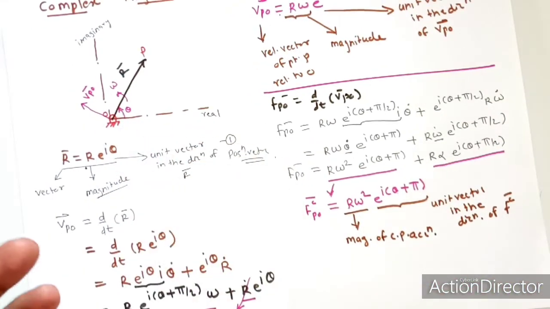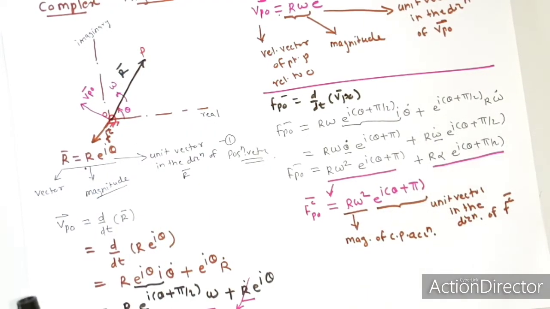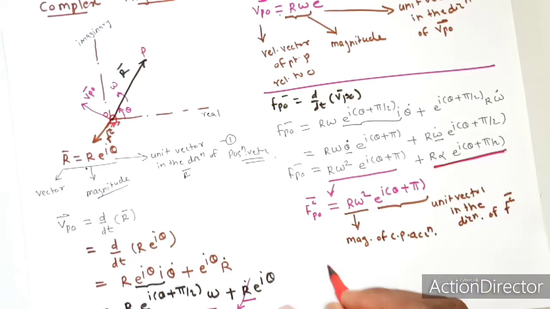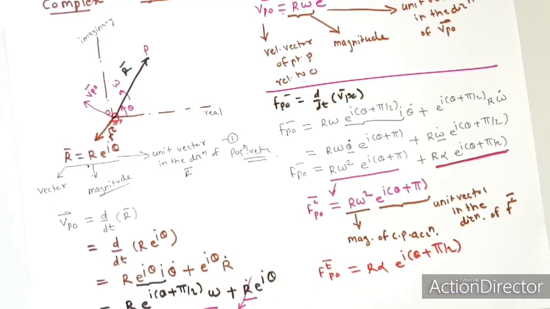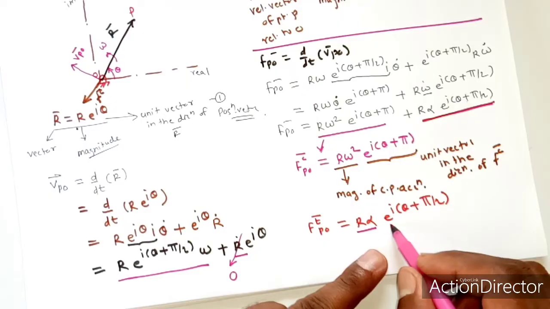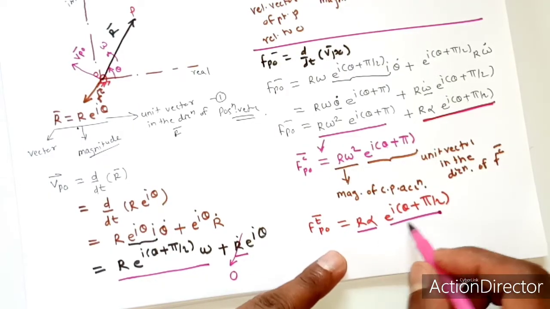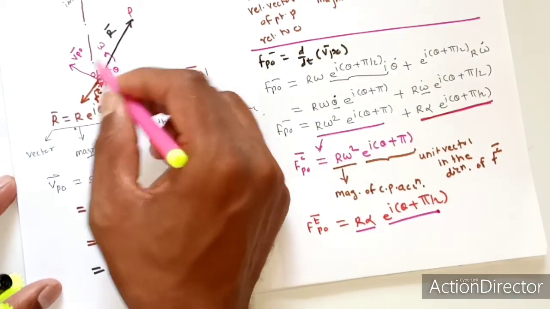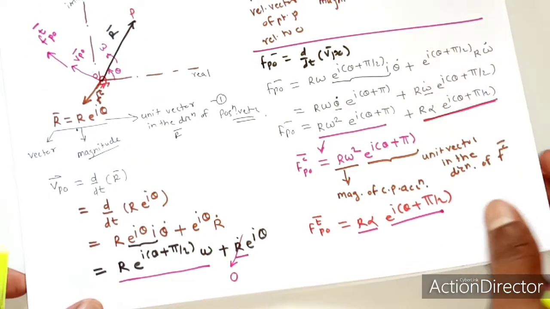So this is theta plus pi. This is the centripetal component. Now in this equation, the second component r into alpha is called the tangential acceleration of P relative to O, and this equals r into alpha e raised to i theta plus pi by 2. Here r alpha is the magnitude of the tangential component and e raised to i theta plus pi by 2 is the unit vector in the direction of the tangential component of acceleration of P relative to O. So its direction is theta plus pi by 2. This is the tangential acceleration of P relative to O, and this is the direction of this vector.